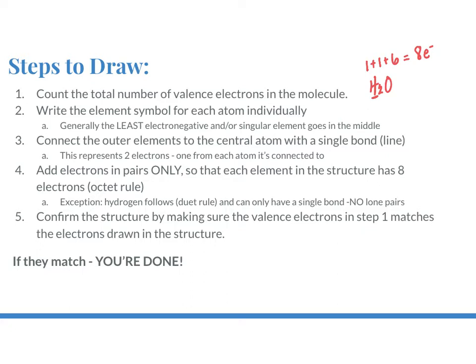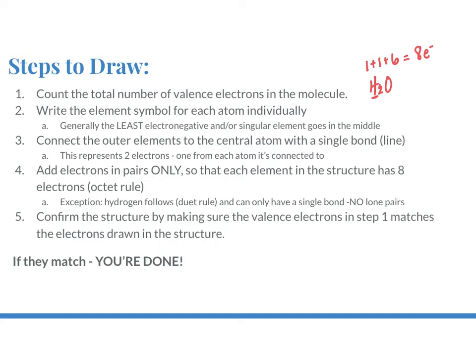Then you're going to write the element symbol for each atom individually. You're going to basically be placing where these atoms are going in your molecule. And generally the least electronegative and/or the singular element will go in the middle. So if you have just one of a certain type of atom, you're going to put that in the middle. If there is not a way of determining that, we can also use that rule of generally our least electronegative will go in the middle. The only exception for that, so it says generally, the only exception would be hydrogen. So hydrogen will not be in the middle of a covalent molecule.